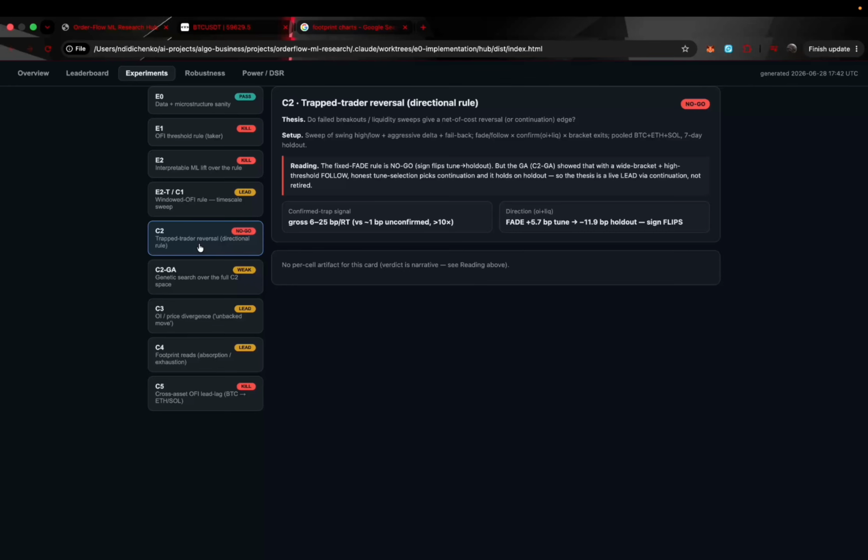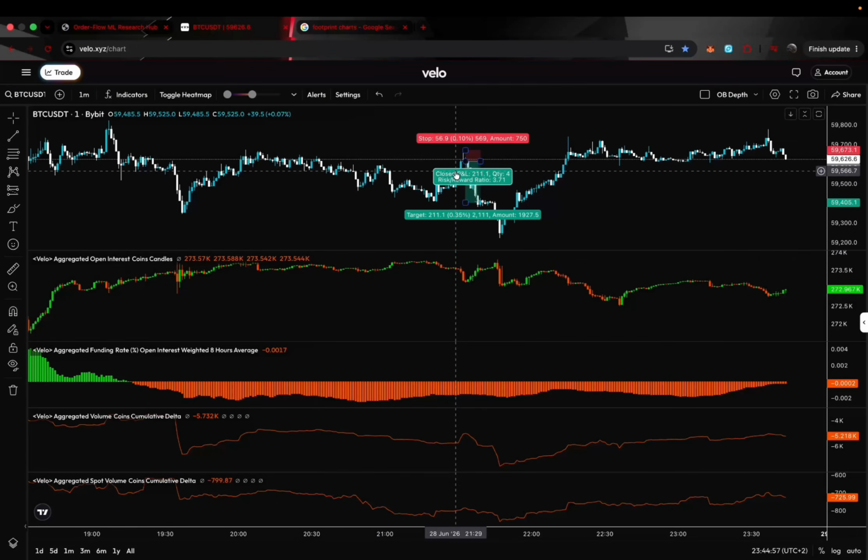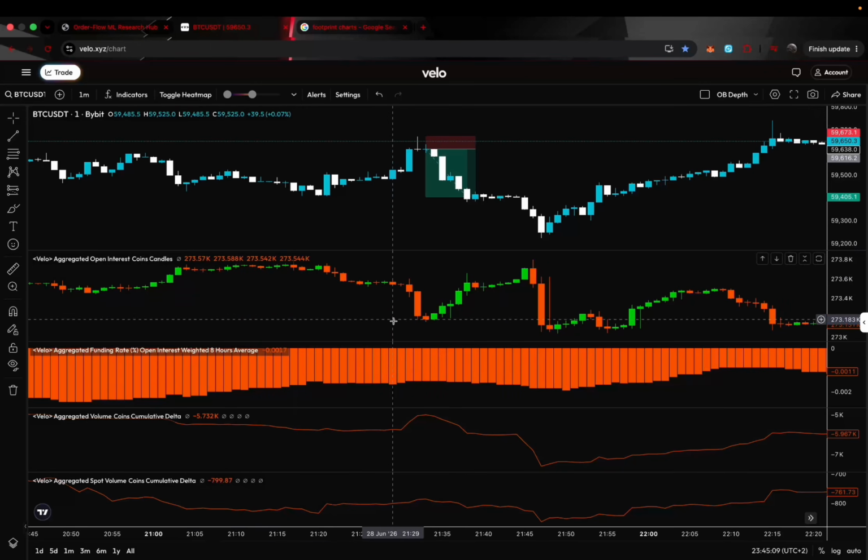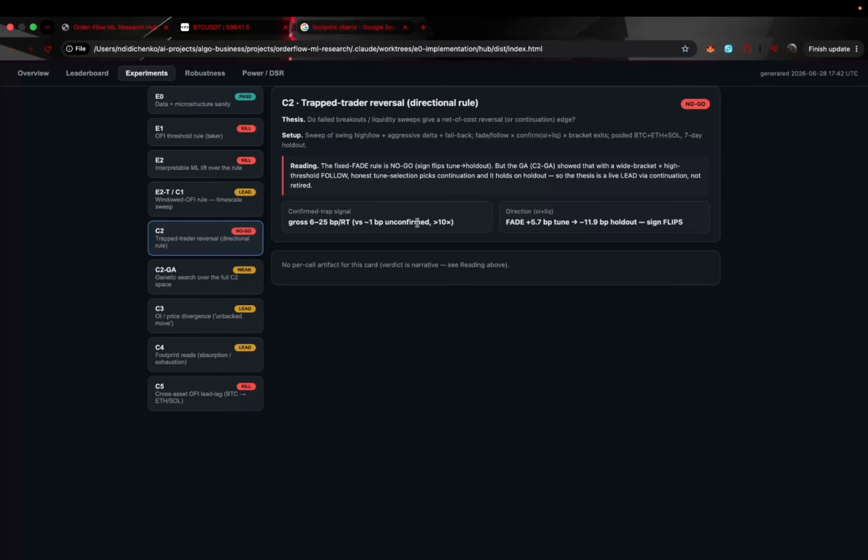We have C2, trap trader reversal, directional rule. You see, I don't even have an equity curve for this one because it was not what I expected. But the idea is, do failed breakout liquidity sweeps give a net of cost reversal? And remember me showing this reversal candle? There are some ways you can read this failed breakout out of order flow data. That's basically what I've done here.